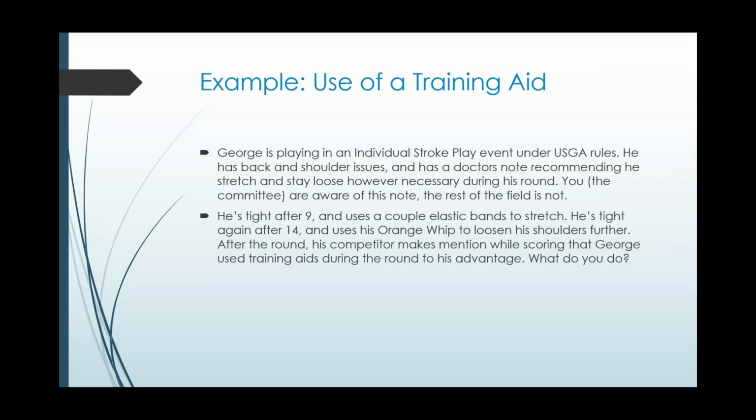He's tight after 9 holes, uses a couple elastic bands to stretch throughout his round. He's tight again, then uses the orange whip to loosen his shoulders further, makes a couple full swings with it. After the round, his competitor makes mention while scoring that George used training aids during the round to his advantage. What do you do here?